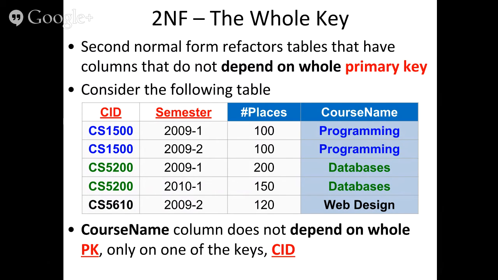Well, it is a functional dependency. Is it a key or non-key functional dependency? Well, it looks like it's a key functional dependency, isn't it? It depends on CID, which is a key. But actually, it depends only on half the key. It's not depending on the whole key. And that's our problem, that the field course name only depends on half the key, but not both. And that's why this was called the whole key.